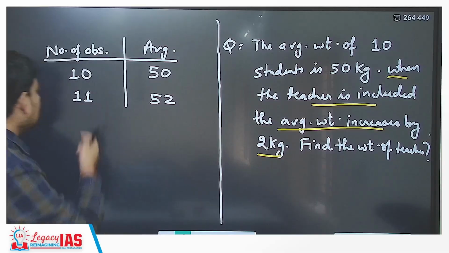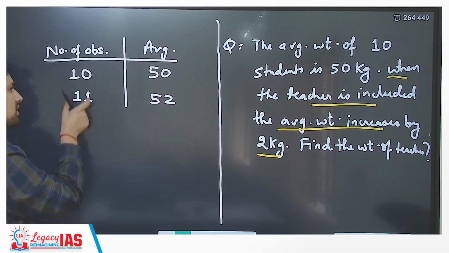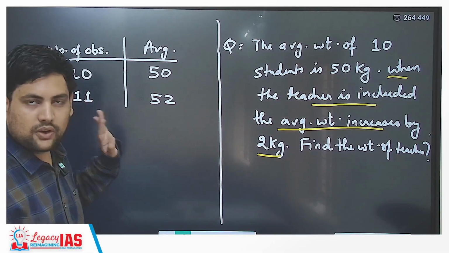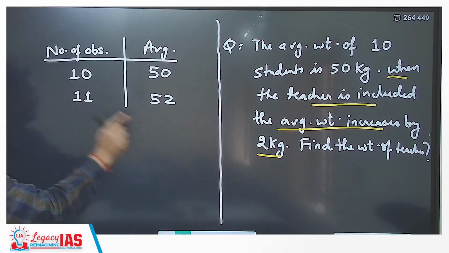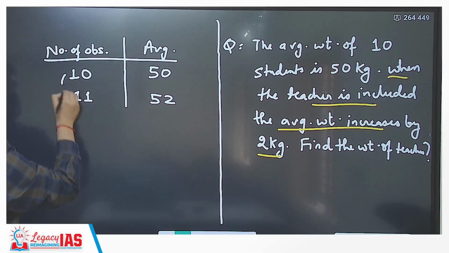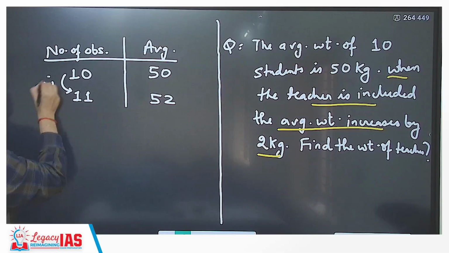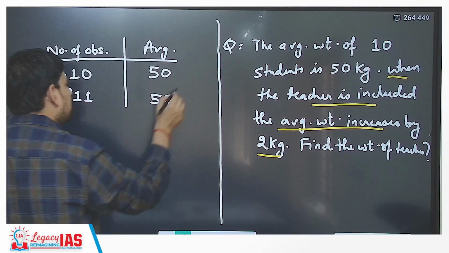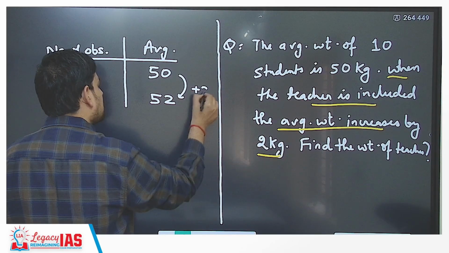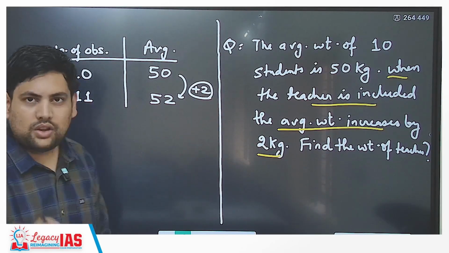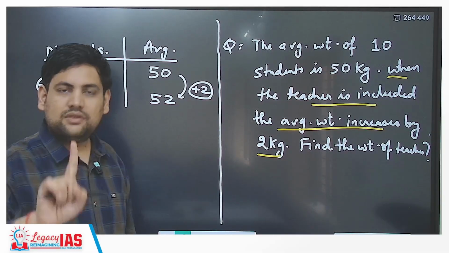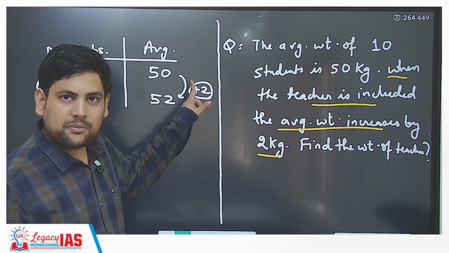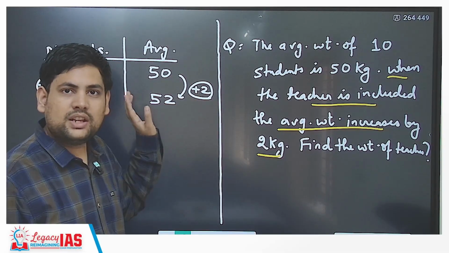We always write observations in order. That is 10 observations, then 11 observations. Even if one person is excluded, we write it in the same order. You will see how. Okay, but this is always in sequence. Now what is the change here? The change here is plus 1. This will always mean plus. Then 50 to 52, what is the change? This is plus 2. Now this change has occurred only because of one thing, that is the weight of the teacher. Otherwise it should be the same. Because of the addition of the teacher, the average has changed by that much.